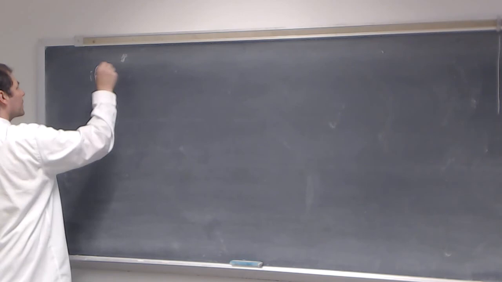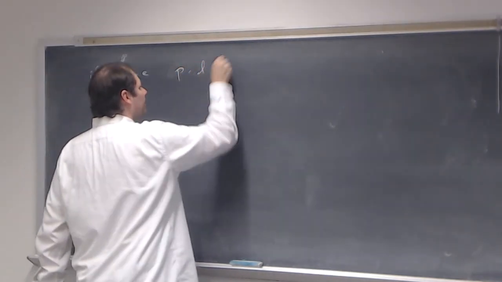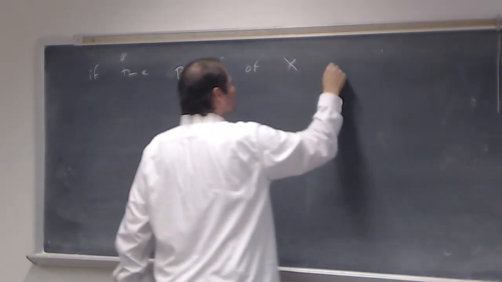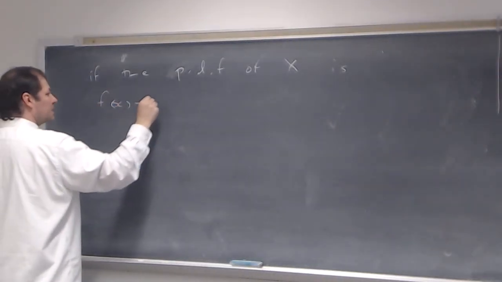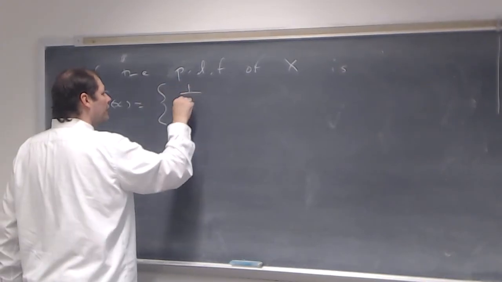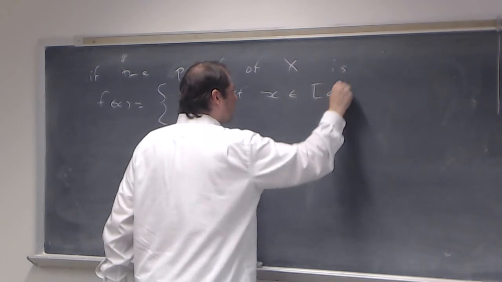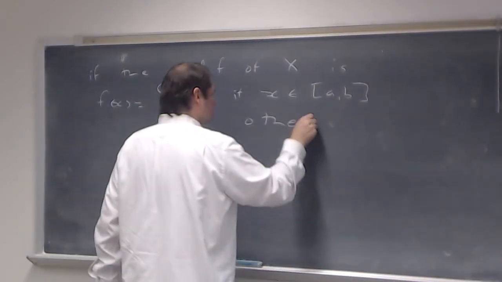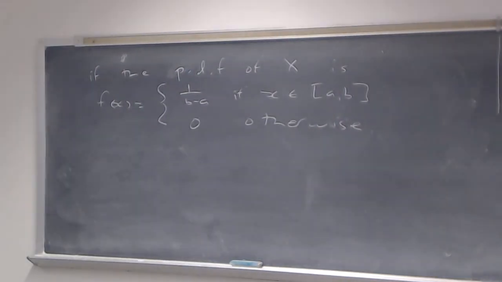if the PDF of x is f of x equal to, well, it's 1 over b minus a if x is an element of a to b and it's 0 otherwise. That's what our bus stop example was. Okay? And so we want to talk about some facts about that.